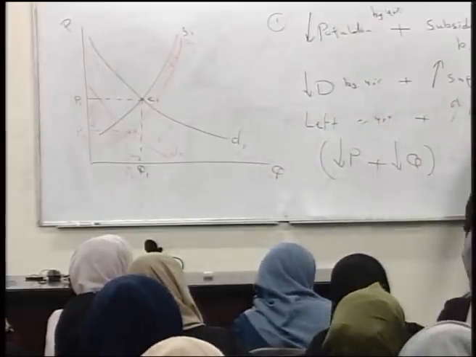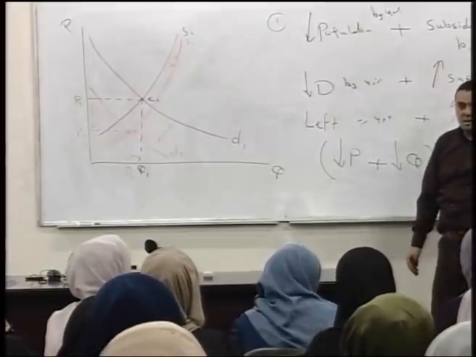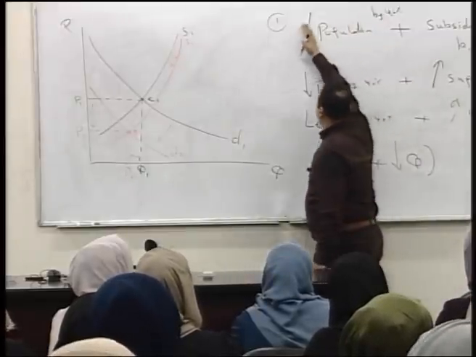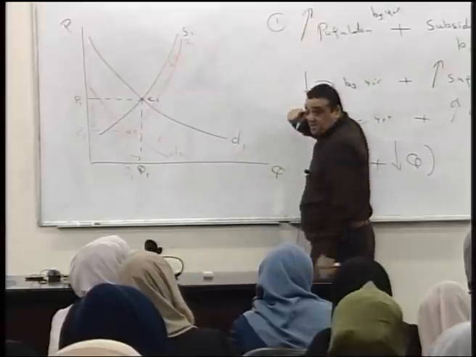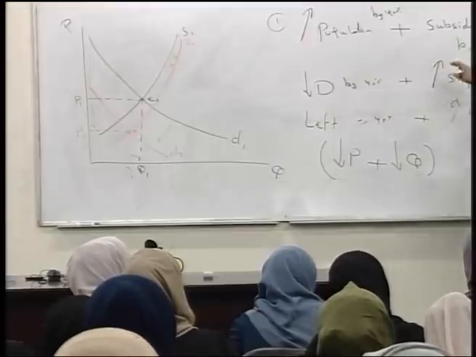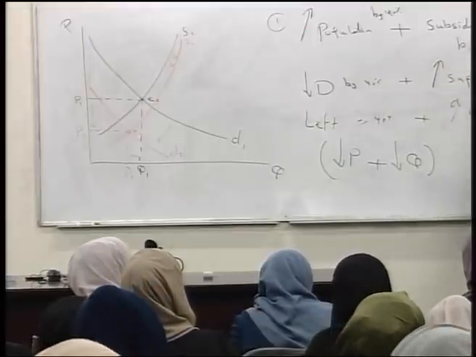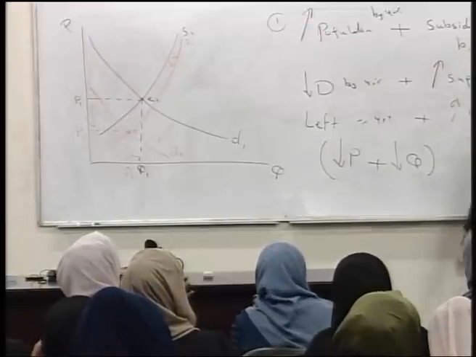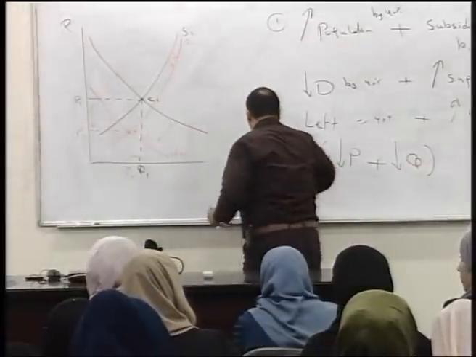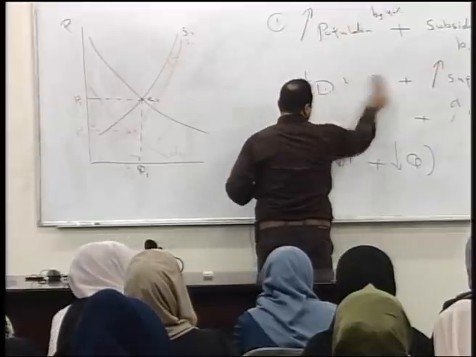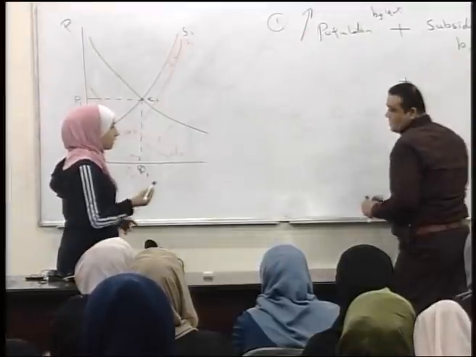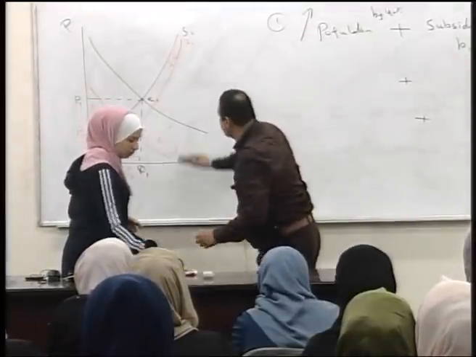Another case with the same determinants of demand and supply. Let us assume that the population goes up by 40%. And the government provided subsidies for the producers by 20%. The same. Let's see the case. Come and see if you can do it. I don't know. You have to do the analysis here and reach the results.